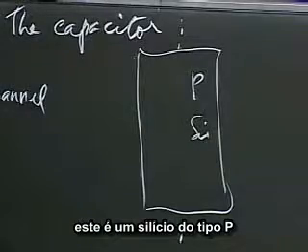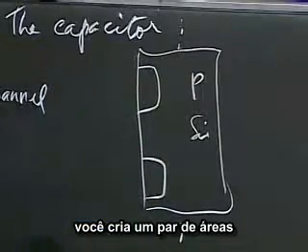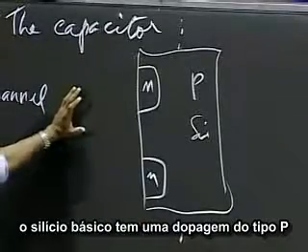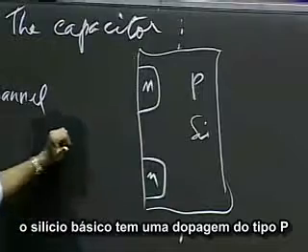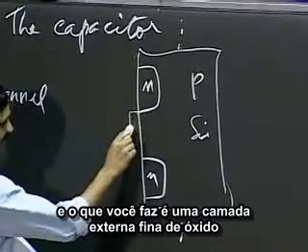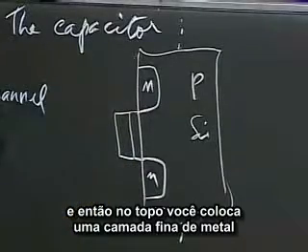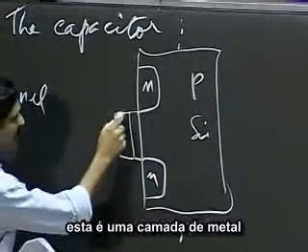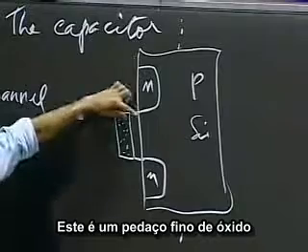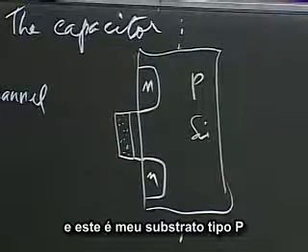So this is P-type silicon. And the way you build a MOSFET is you create a couple of tubs in which you dope to be N-type. The basic silicon here is doped P-type, and this guy here is N-type. And what you do is a thin oxide layer is placed on top of that, and then on top of that, a thin metal layer. This is a metal layer. This is a thin piece of oxide, silicon dioxide. And this is my P substrate.